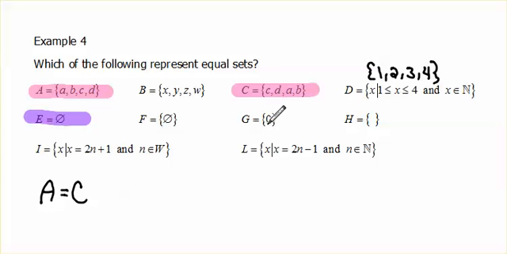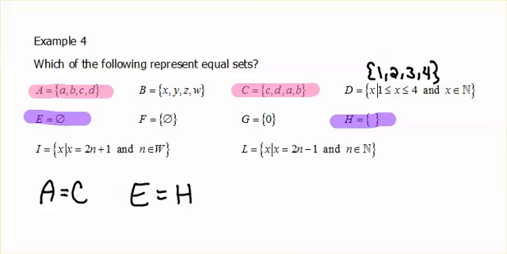G is the set that has 0 in it, so it does have an element, an element of 0, so that is not the empty set either. Here H, that is another way of writing the empty set. So we would say E is equivalent to H. Those are the exact same thing, just 2 different ways of writing it.